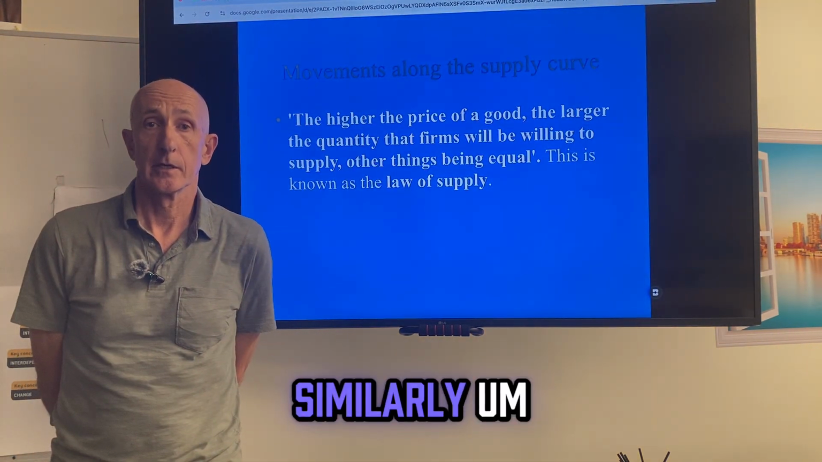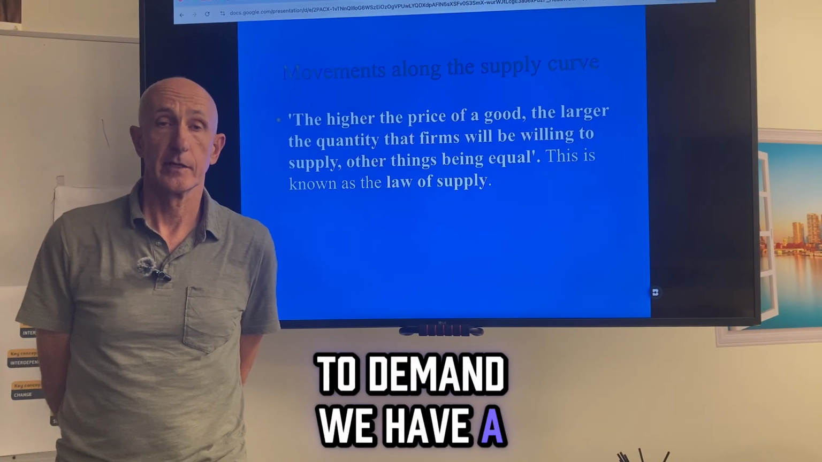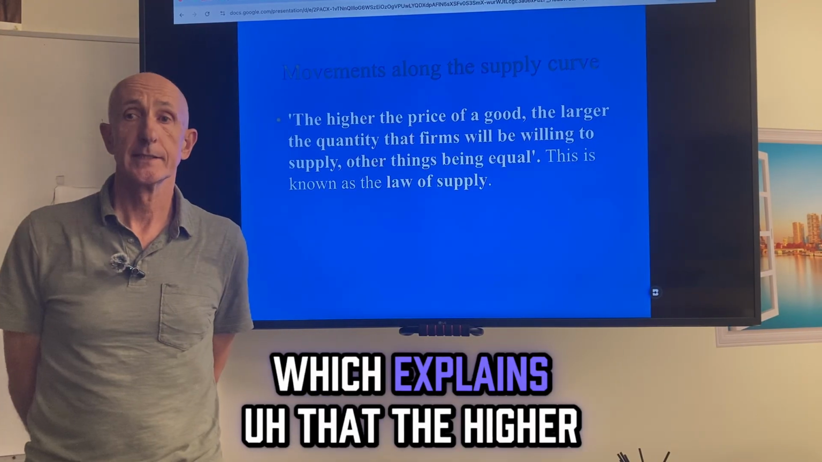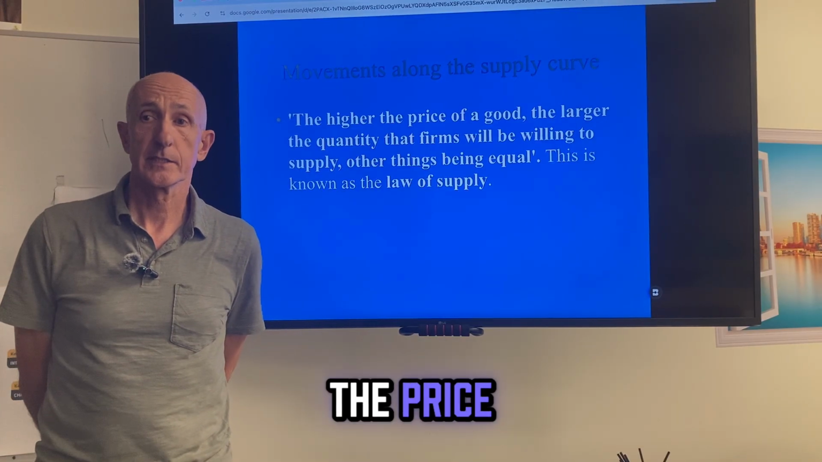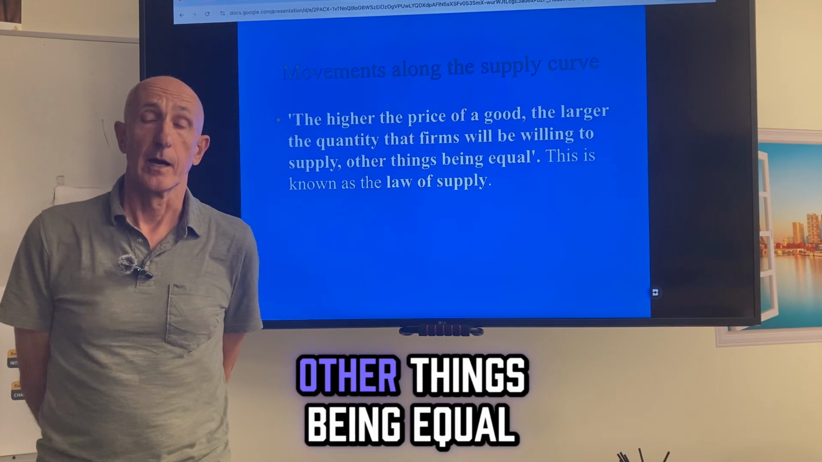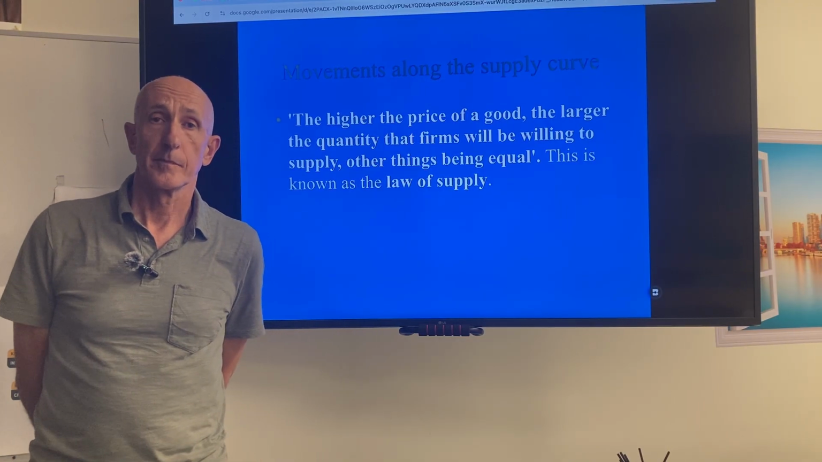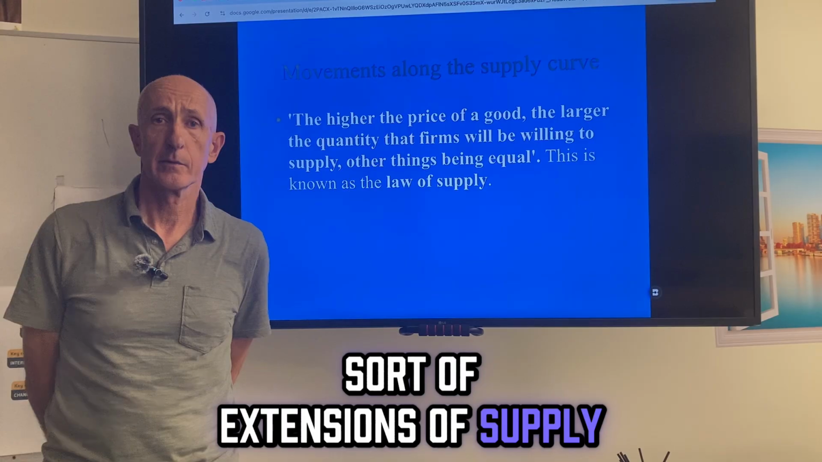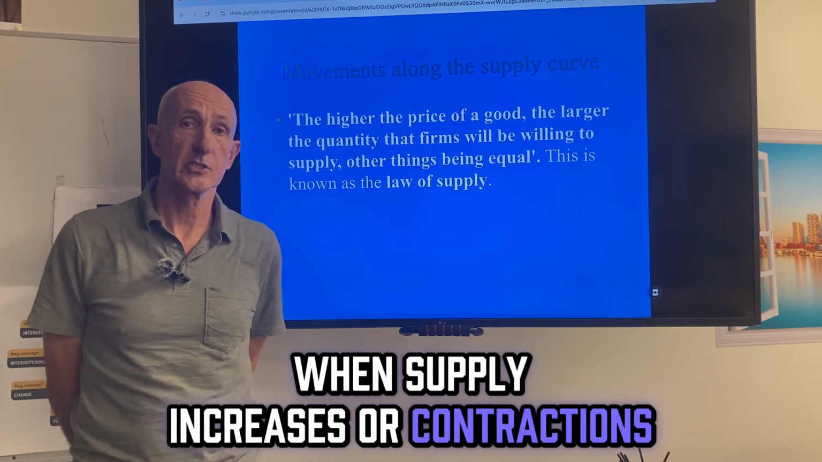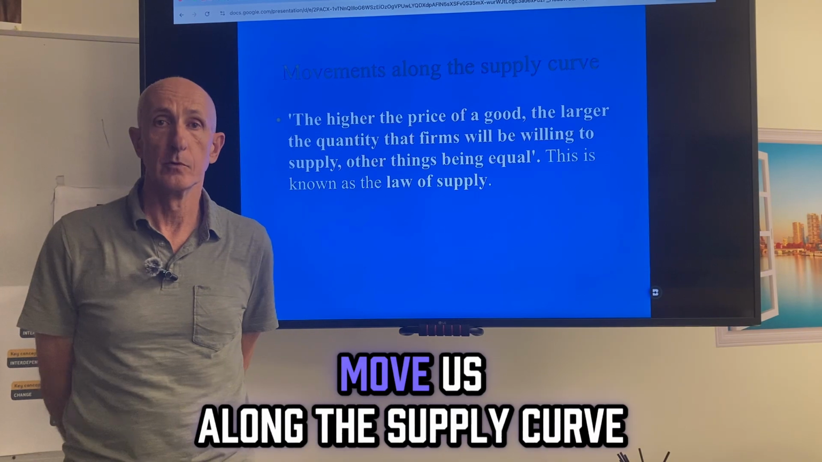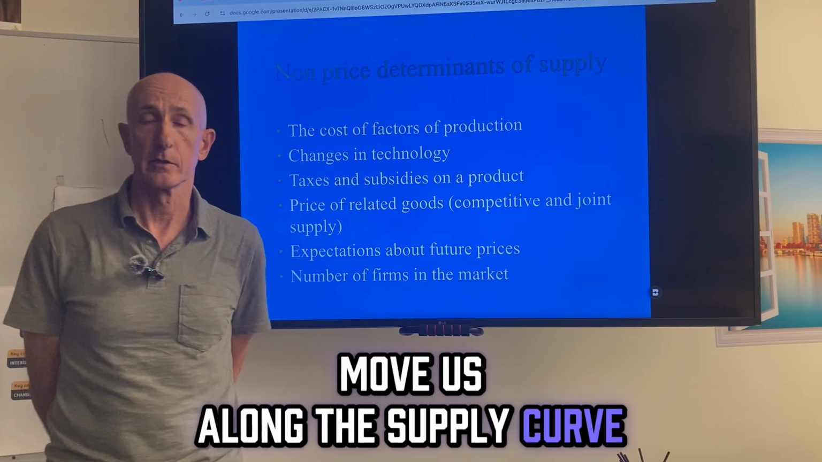And similarly to demand, we have a law of supply in economics which explains that the higher the price, the larger the quantity that the firms will be willing to supply, other things being equal. And we just get this movement which we refer to as extensions of supply when supply increases, or contractions in supply when the supply decreases. So price will only ever move us along the supply curve.